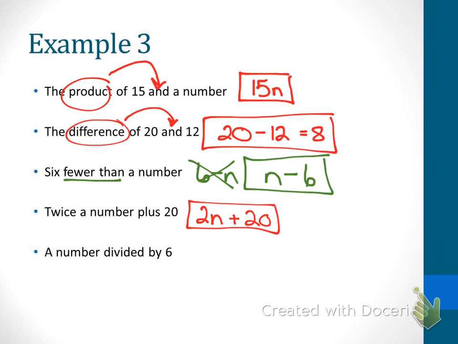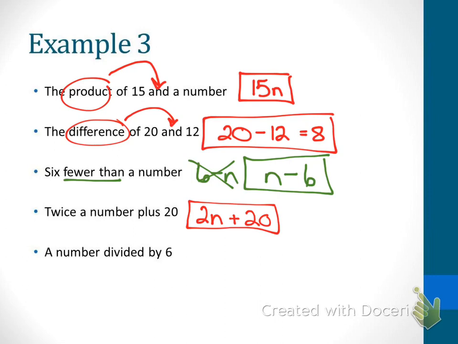Okay, so sometimes those can get a little trickier. All right, so 2n, twice a number, is written 2n. So what if I said 3 times a number? How would you write it? 3n. What if I said 6 times a number? That would be 6n. Very good.